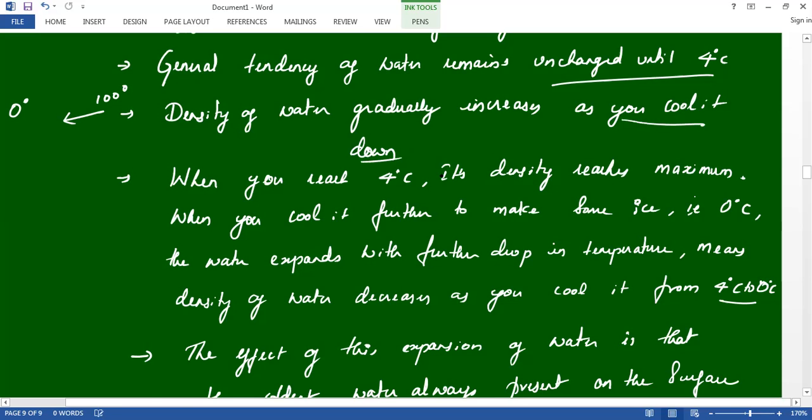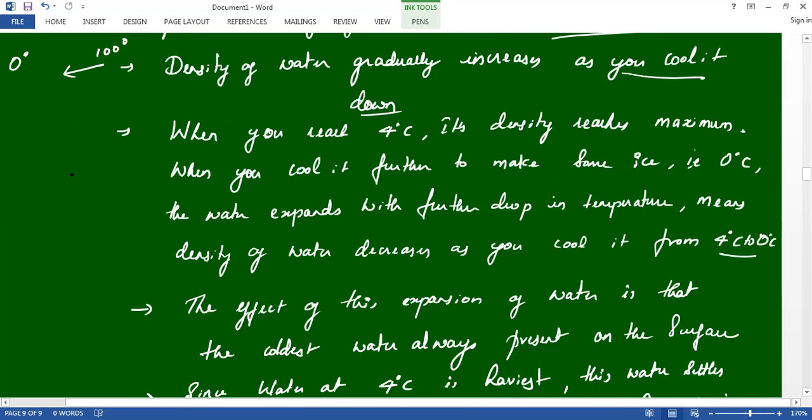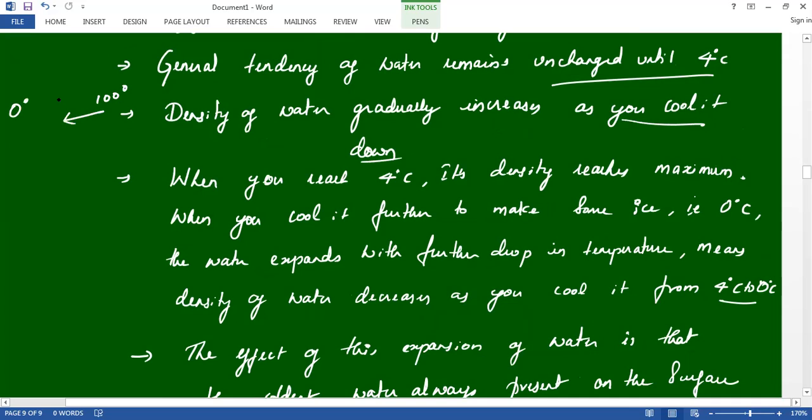The next one is when it reaches 4 degrees Celsius. For example, from 100 degrees Celsius to 4 degrees Celsius, the temperature of water is at 4 degrees Celsius. When you reach 4 degrees Celsius, the density reaches its maximum. The density of water is maximum at 4 degrees Celsius, because the volume of water at 4 degrees Celsius is the minimum.